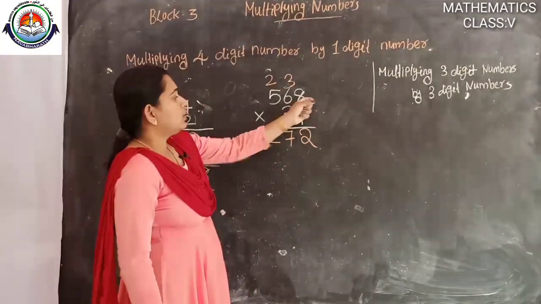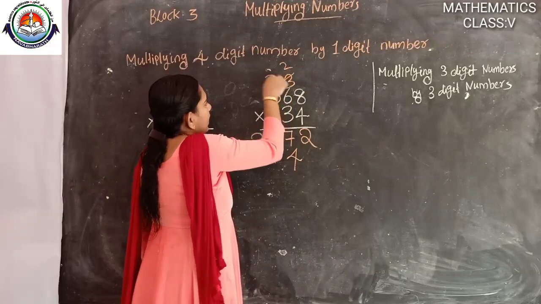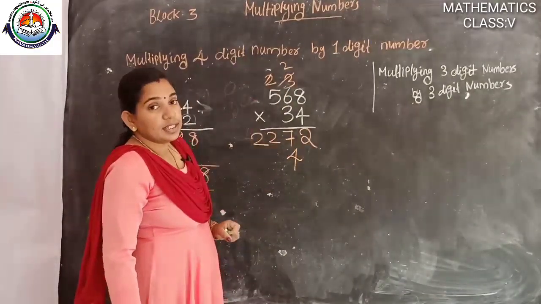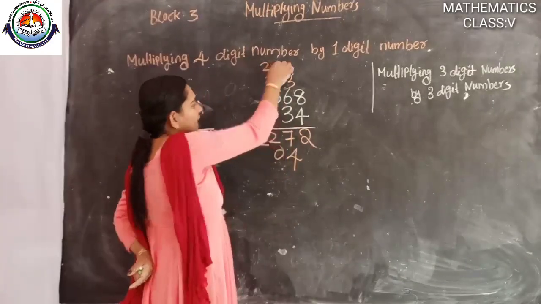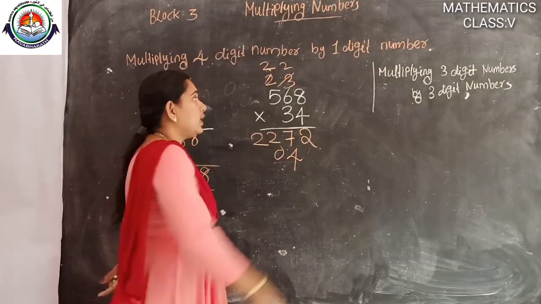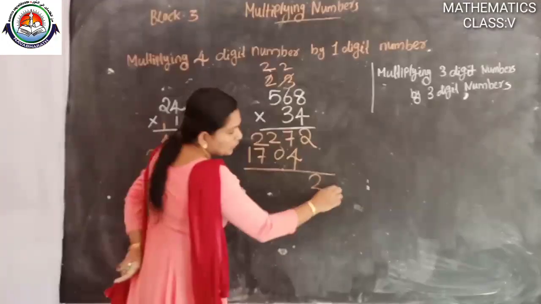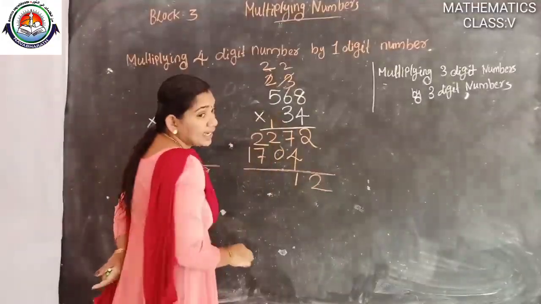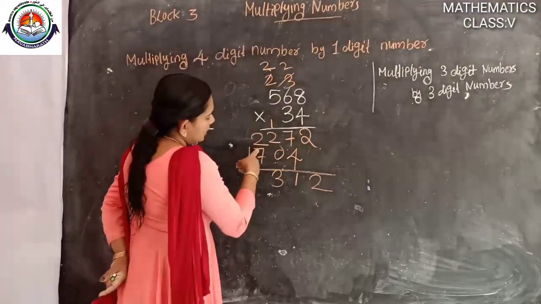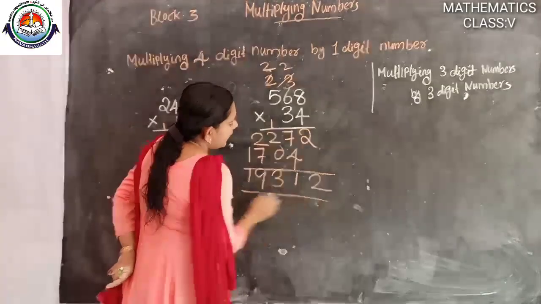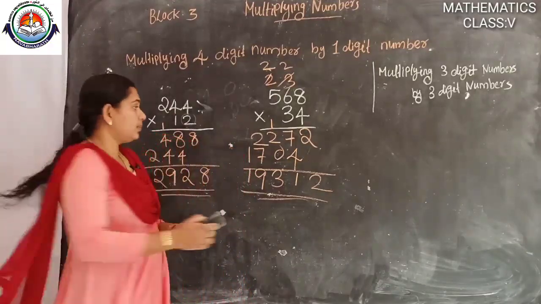Then 3 into 8, 24. We are writing 4 here, 2 as a carry. 3 into 6, 18. 18 plus 2, 20. Then 2 as a carry. 5 into 3, 15. 15 plus 2, 17. Then add it. 2, 11. 1 as a carry. 2 plus 0, 2. Plus 1, 3. 7 plus 2, 9. 19,312. Okay. Then next question.